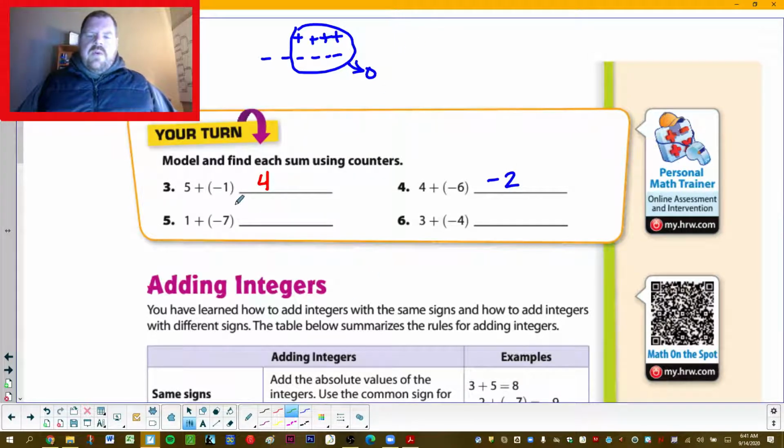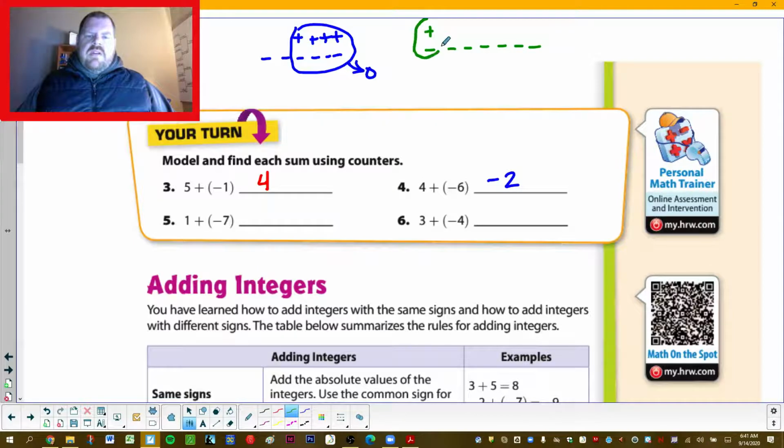If I think of 1 plus -7, I have a single positive counter, and there's no reason why. Notice that we always kind of align it to the right. There's no reason to do that other than that's what they did once. So this time I'm going to align them on the left. So I have 7 negative counters. 1, 2, 3, 4, 5, 6, 7.